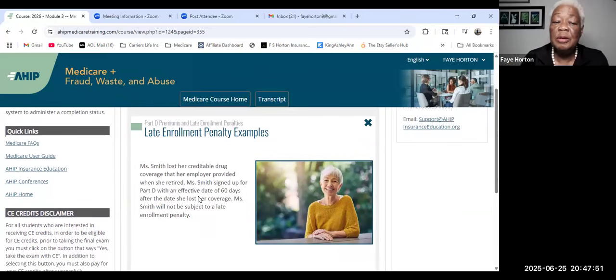Ms. Smith lost her credible drug coverage that her employer provided when she retired. She signed up for Part D with an effective date of 60 days after the date she lost her coverage. She will not be subject to a penalty because she signed up before the 63 days.